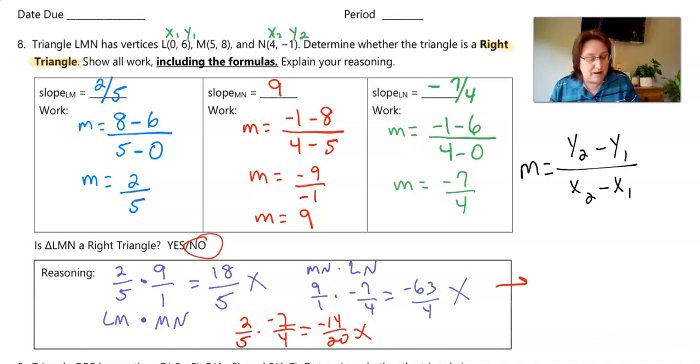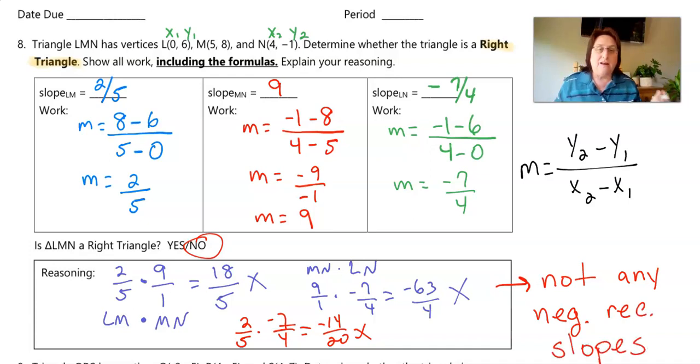Okay, and the main reason is because there are not any negative reciprocal slopes, and I'm going to abbreviate, okay? There are not any negative reciprocal slopes, so we do not have a right triangle. Look at that, guys. We didn't even have to graph it. All we needed to know was what the coordinates of the points were, and we can figure it out with the slopes and tell you whether or not it's a right triangle or not.